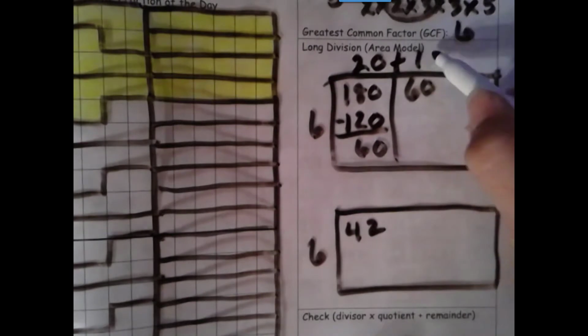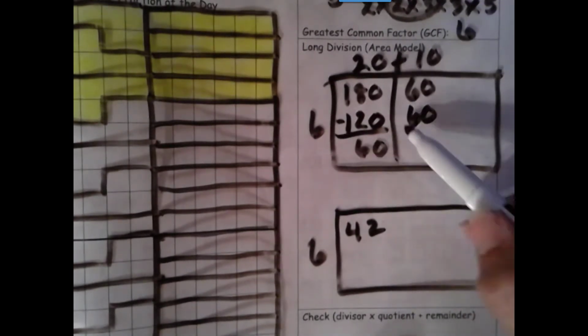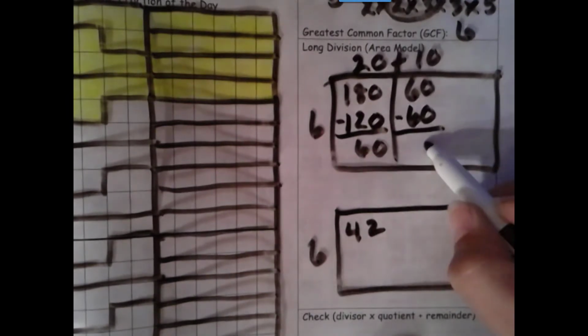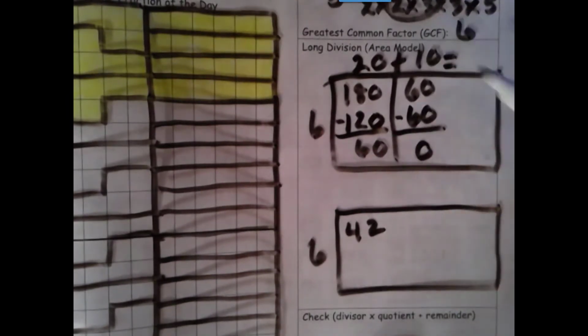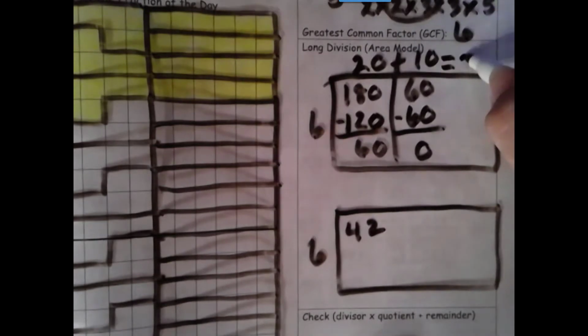And I know that 10 times 6 is 60, because when you multiply by 10, it just moves it over a place. Numbers the same, zeros a game. Add these partial quotients together. 20 plus 10 is 30.